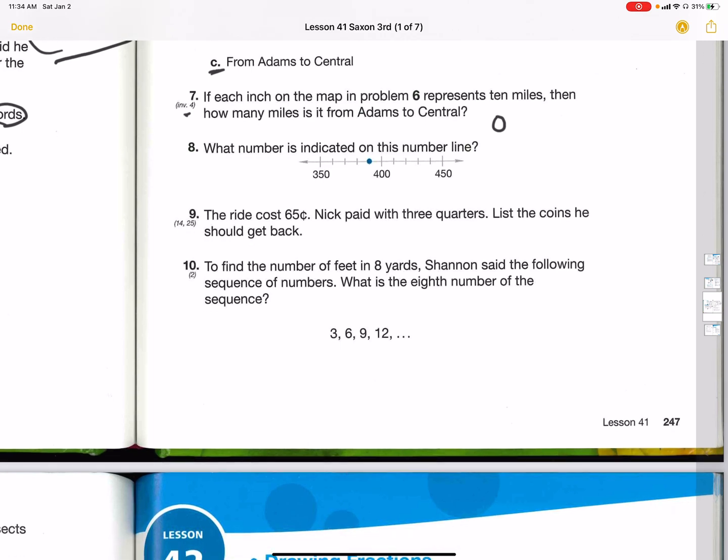What numbers are on this number line? You need to make sure you know what they're counting by. It's probably not ones. Let's try tens. 350, 360, 370, 380, 390, 400. Kind of just gave you the answer. If you want to rewind, you can.